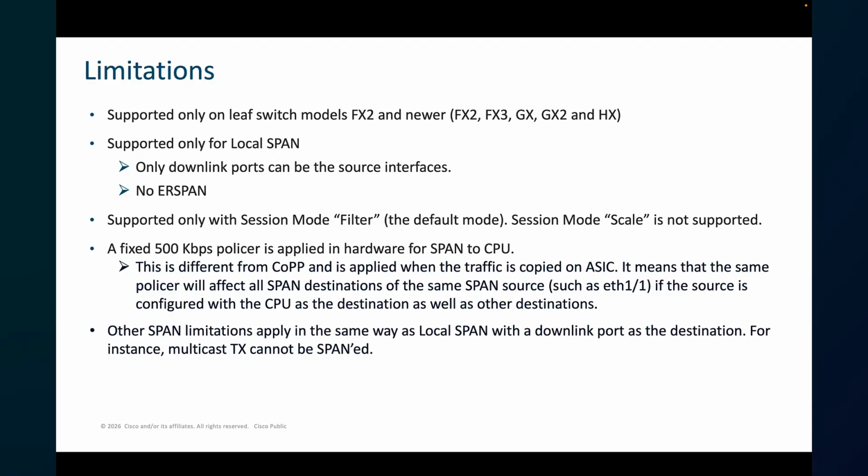And the last thing that I will call out is that this feature is rate limited to 500 kilobits per second. Why, and what does that mean? Well, that is basically in place to protect the CPU from being overwhelmed with the mirrored traffic. What does that mean in terms of how the tool is used?